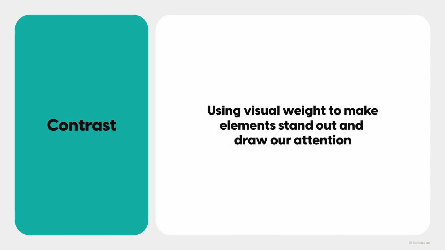Contrast is all about using visual weight to make elements stand out and draw our attention. It's used to help move the audience's focus to the most important things they should see and understand. Usually, whatever element has the largest contrast is understood to be the most important thing on the screen. Contrast enables us to get a faster understanding of hierarchy and quickly see important pieces of information.